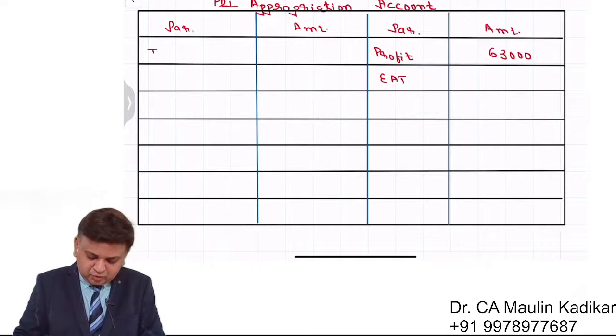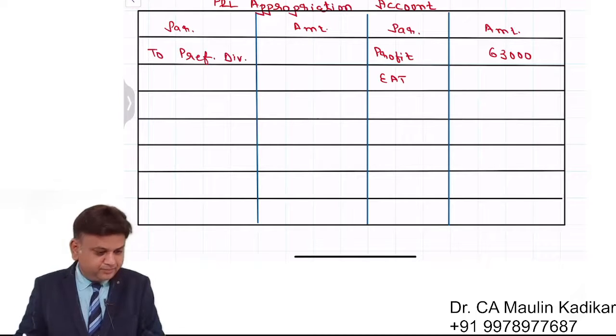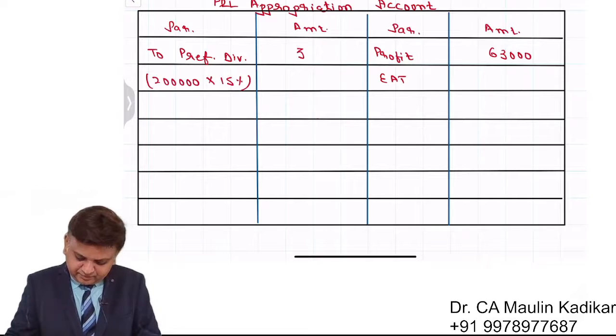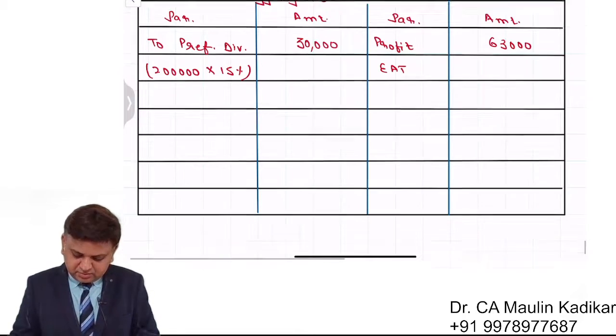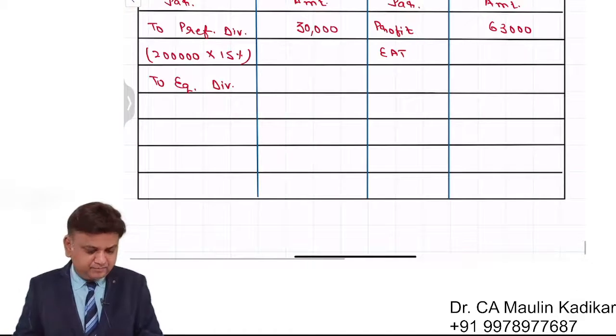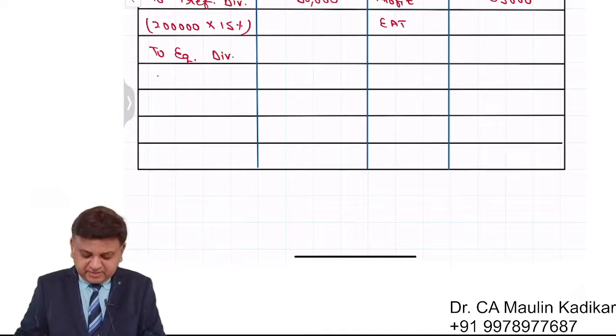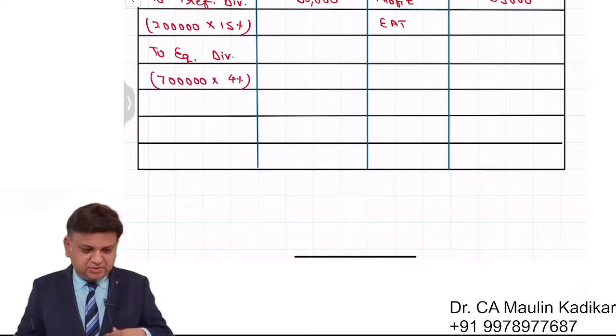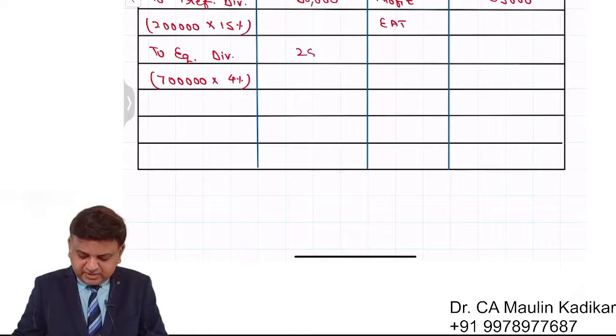Then we will have to preference dividend. The amount of the preference share capital is 2 lakhs and the rate of preference dividend 15%. That comes to 30,000. Next is equity dividend. Amount of equity share capital is 7 lakhs into 4%. That comes to 28,000.